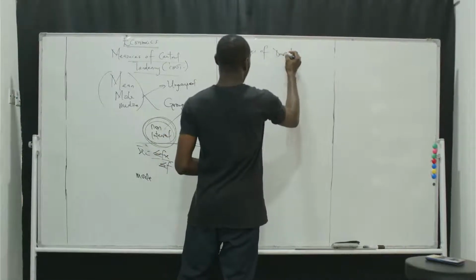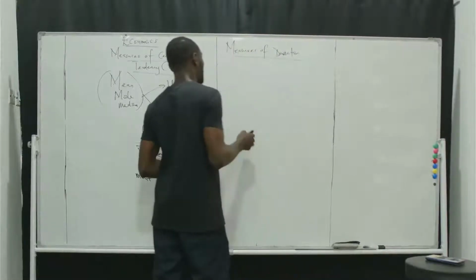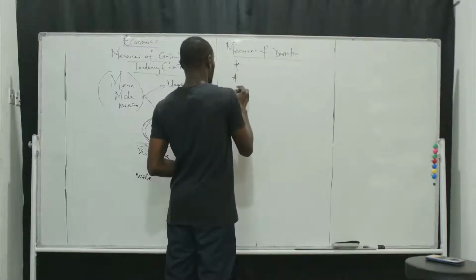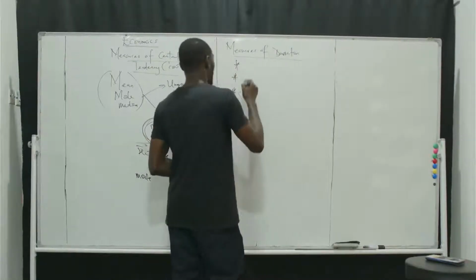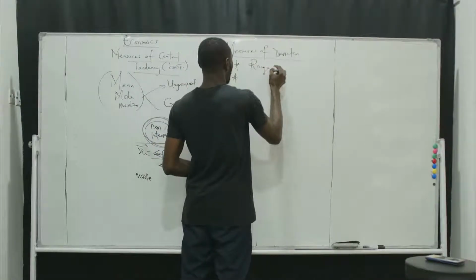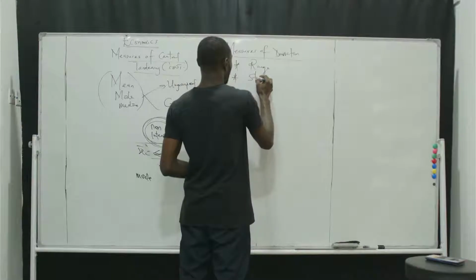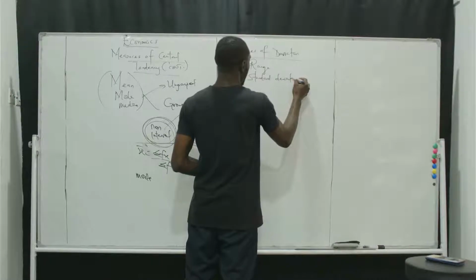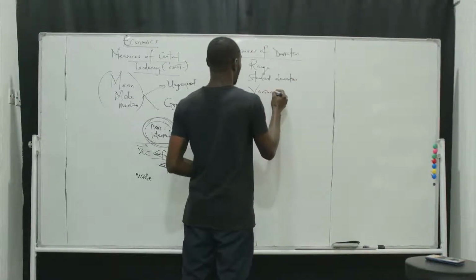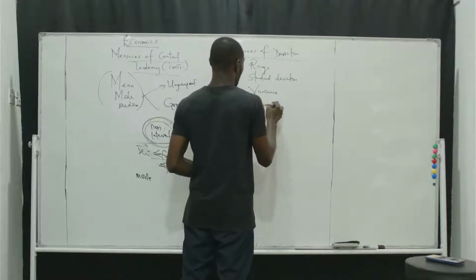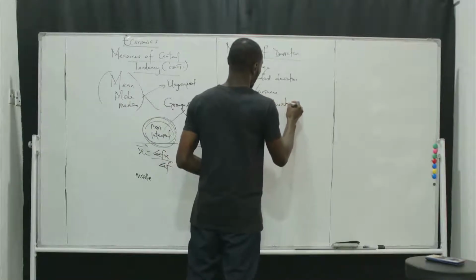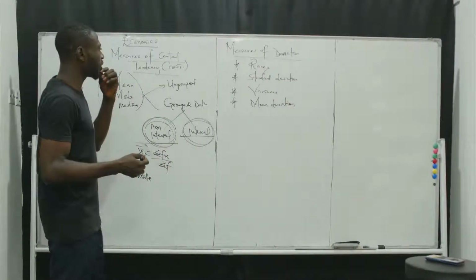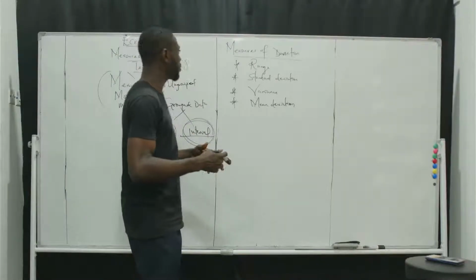Measures of deviation. Under the measures of deviation, we have just four things here. One, we have the range. Two, we have the standard deviation. Then we have the variance. Then you have the mean deviation.